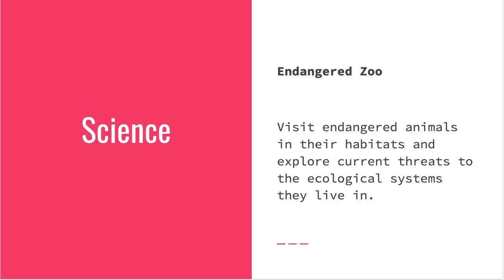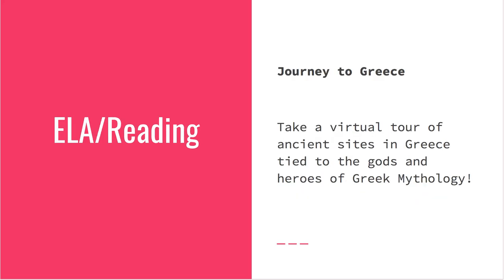In our science classes, we might visit endangered zoos, endangered species, and look at the animals and their habitats and figure out what is the role of the ecological system that the animals live within, and then how might we better support them, and when they're in the zoos, are we really giving them the best place for them to succeed, survive? Are we really thinking about their natural habitats?